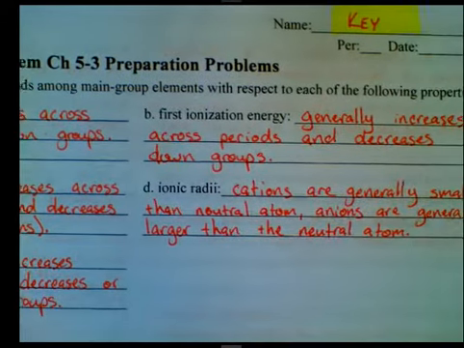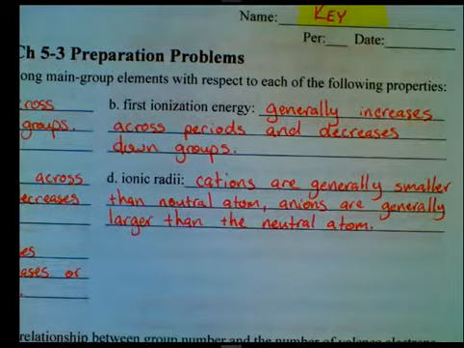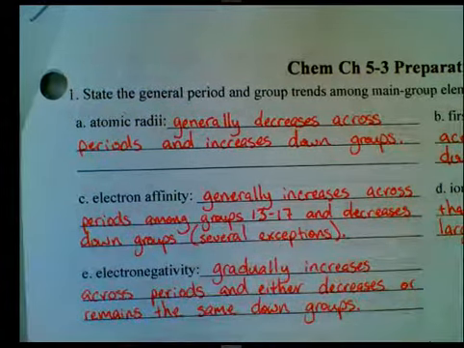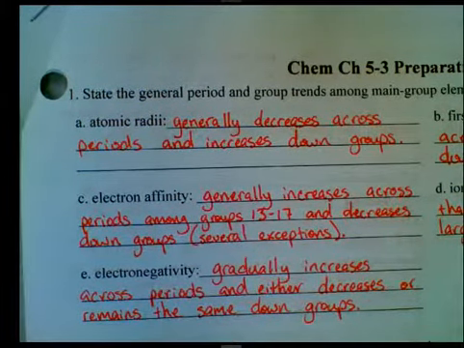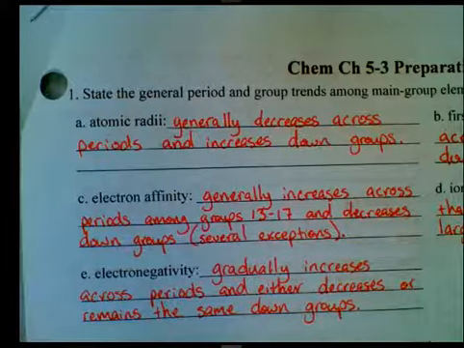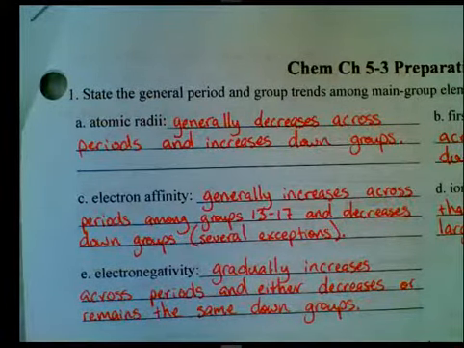First ionization energy generally increases across a period and decreases down groups. C, electron affinity generally increases across periods among groups 13 through 17. Right? Those are the p block elements, with the exception of the noble gases, and decreases down groups.